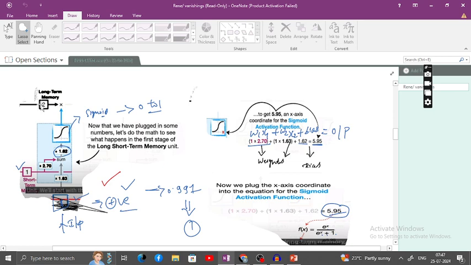So what happens here? 1 into 2.7. Look at this: 1 into W1 into X1, W2 into X2, 1 into 1.63, plus bias I am adding. Bias is 1.62. W1 X1, W2 X2 plus bias, that is equal to the output, which is going to turn out to be 5.98. This 5.98 is going to be fed inside the sigmoid function.